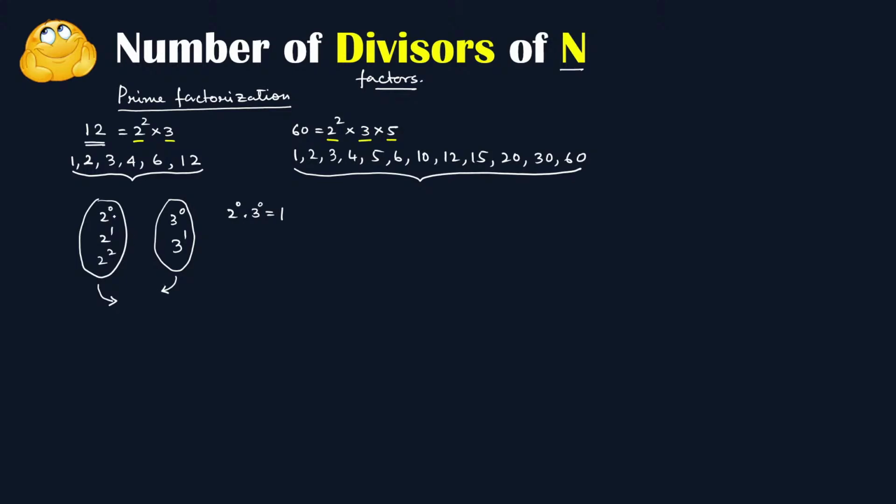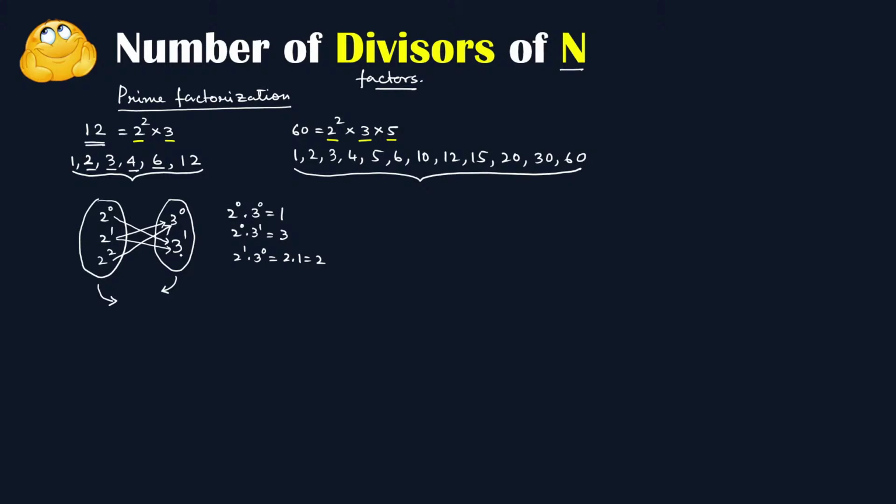Now if we choose 2 to the power 0 and 3 to the power 1, again we are going to have another factor. Check it. It's 1 into 3 that gives us 3. Yes, 3 is a factor. Now if we consider 2 to the power 1 and 3 to the power 0, we are having 2 into 1, that is 2. Yes, 2 is a factor. Similarly, 2 to the power 1 into 3 to the power 1 gives us 6. 6 is a factor. 2 square into 3 to the power 0. 2 square is 4 and 3 to the power 0 is 1. So 4 is a factor.